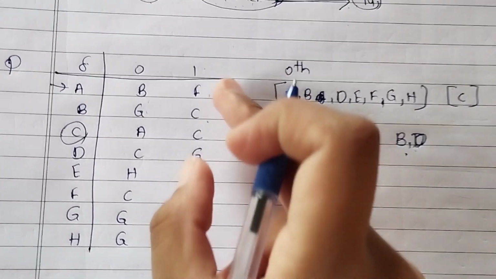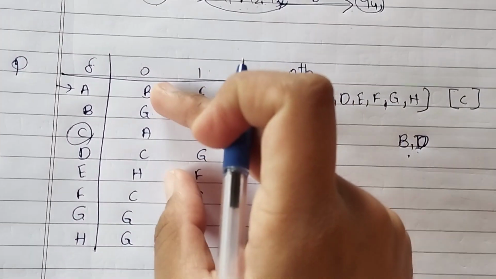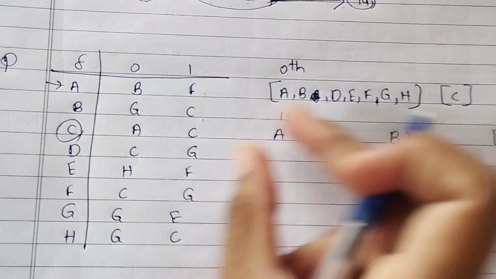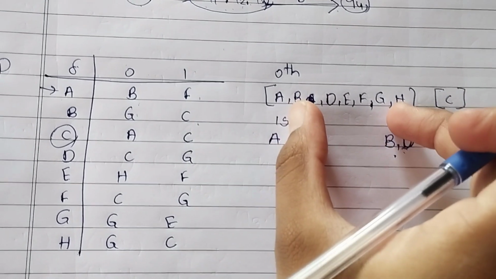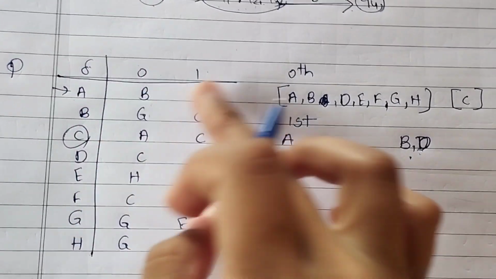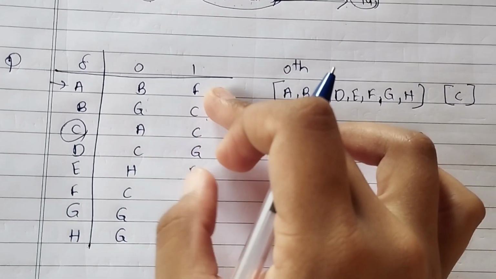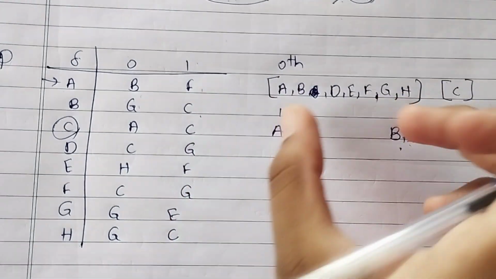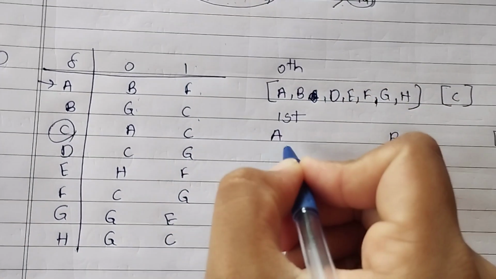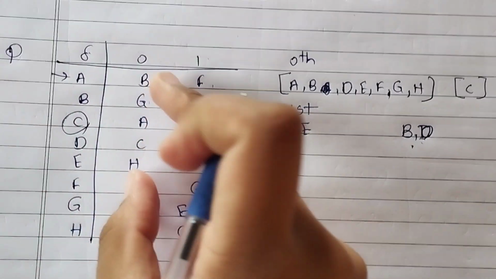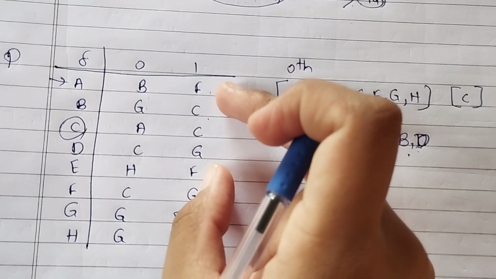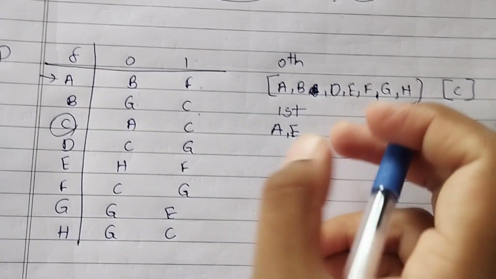Now A and E. A reads 0 in B, E reads 0 in H. So B and H: B is present, H is present, so both are in the same group. We see transaction 1 also. A reads 1 in F, E reads 1 in F. So F is also present in the same group. So A and E are now present in the same group because both are equivalent. A reads 0 in the same group and 1 is also read in the same group. So A and E is a pair.